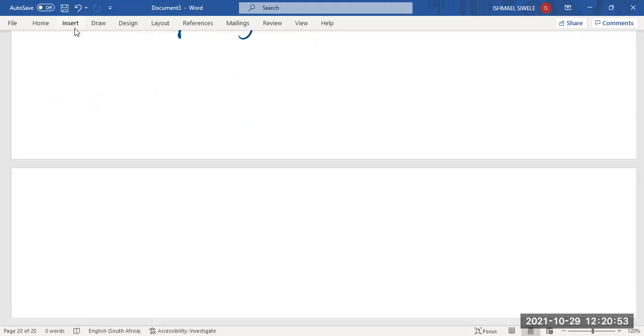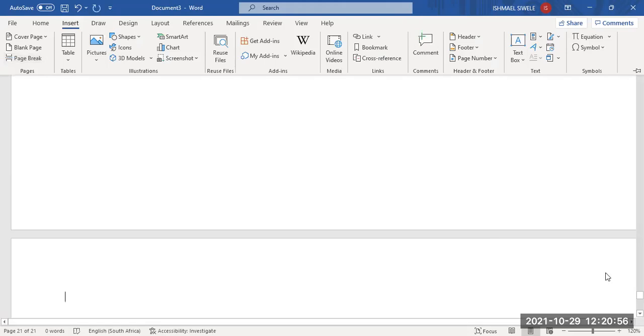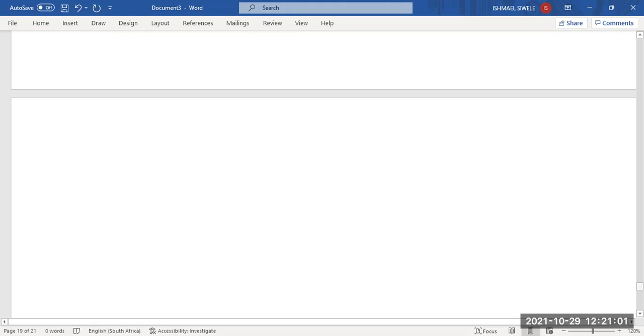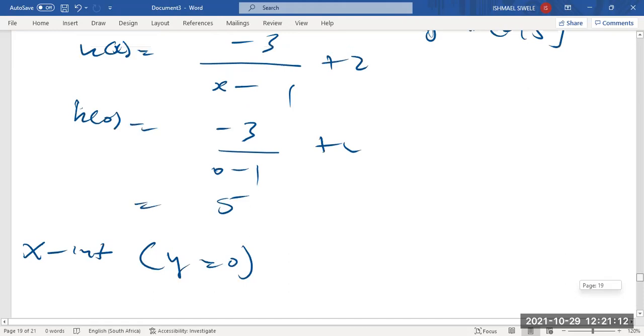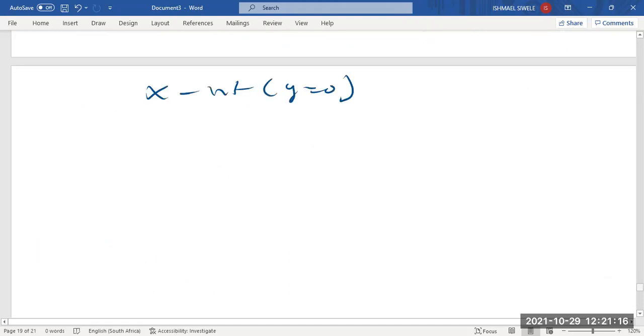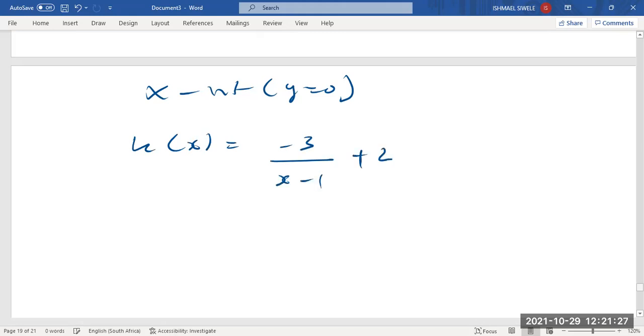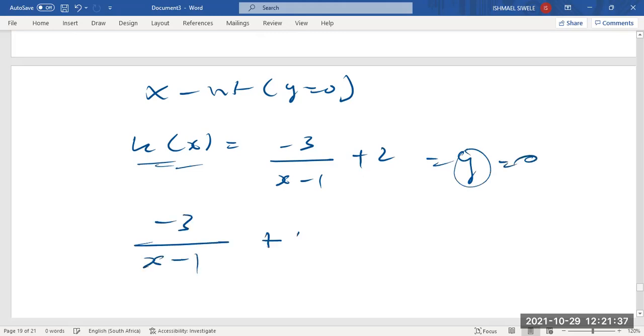Insert page break. Then y is equal to 0. For the x-intercept, we said y is equal to 0. What is our graph saying? The graph says h of x equals -3 over x minus 1, plus 2. You know that h of x is the same as y, so we put y equal to 0 here. So we have -3 over x minus 1, plus 2, and everything is equal to 0.